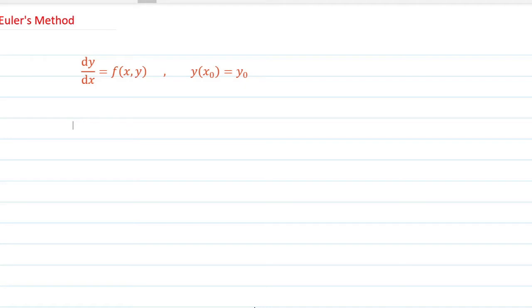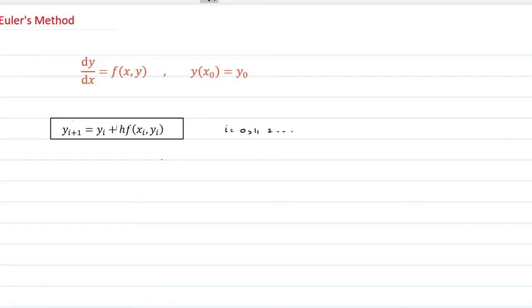The formula for finding the solution of this initial value problem using Euler's method is given by y i plus 1 is equal to y i plus h into f of x i, y i. Let us see the notations over here. i takes the values 0, 1, 2, 3, etc. Then x takes the values x0, x1, x2, etc. And these x values are equally spaced.